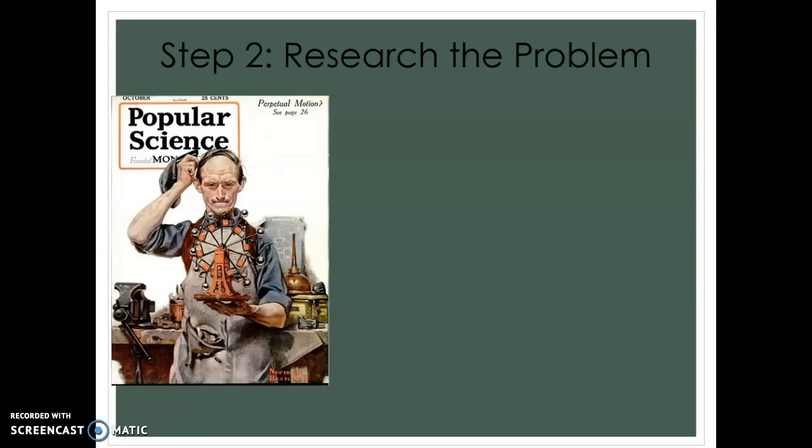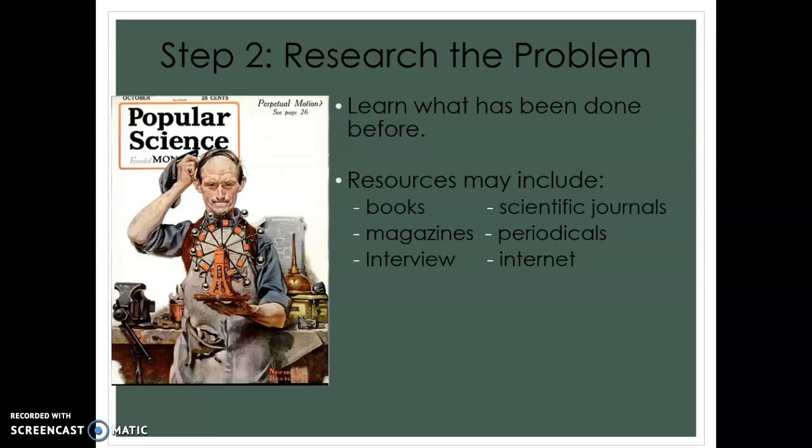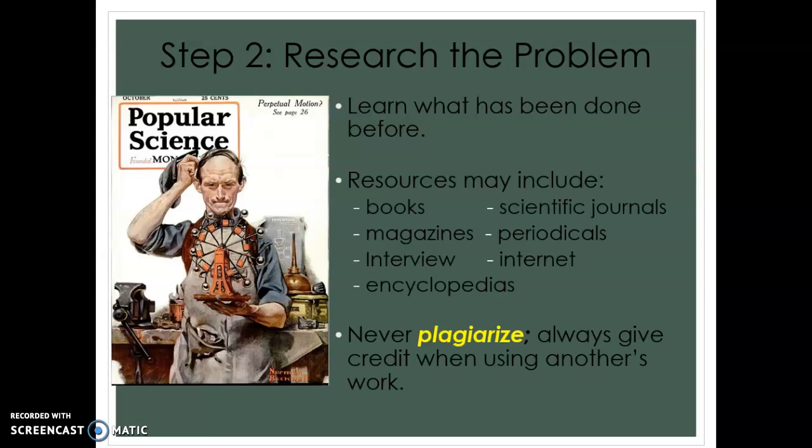Next, we need to research the problem. As we research the problem, we're trying to figure out what we already know, what has been learned before. There's lots of resources for this: books, journals, periodicals, and of course the internet. We do want to make sure that we cite all sources and keep track of where we find our information. It's important that we don't plagiarize and use someone else's work without giving them credit.